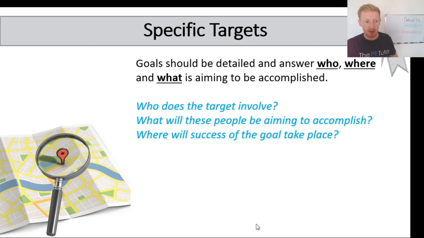So who does the target involve? What will these people involved be doing? You can talk about the performer and the coach. How often is the coach going to be talking or feeding back, or what are they going to be focusing on? Is it a team performance? Do certain members of the team need to be doing different things at different times so that the whole team can succeed? And then where will the success take place?